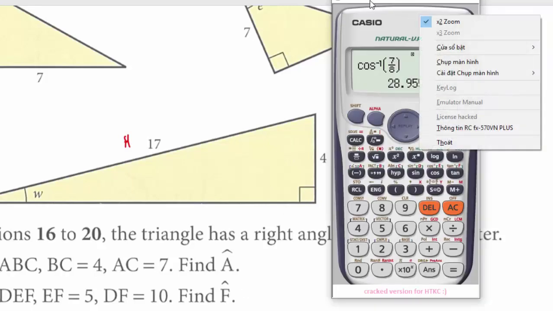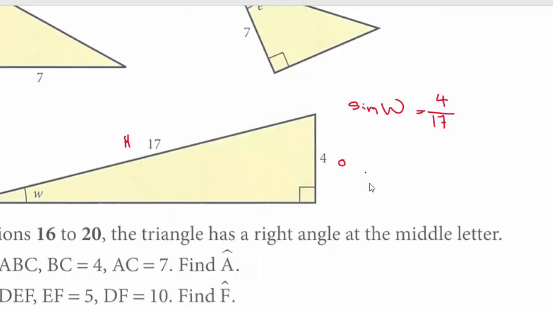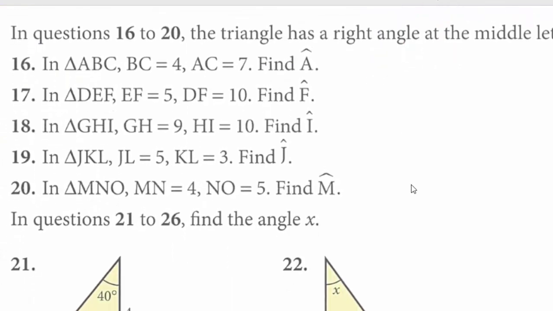Sine inverse of 4 over 17. Close the bracket. 13.60. So W is 13.6 degrees. These questions, you have to make the diagram.